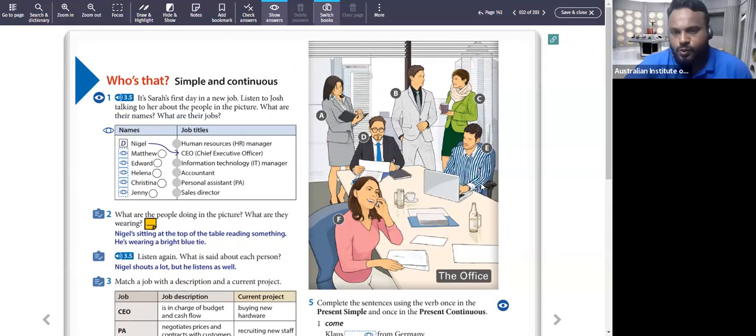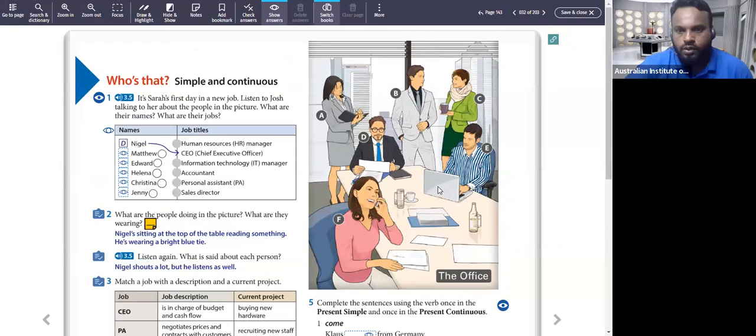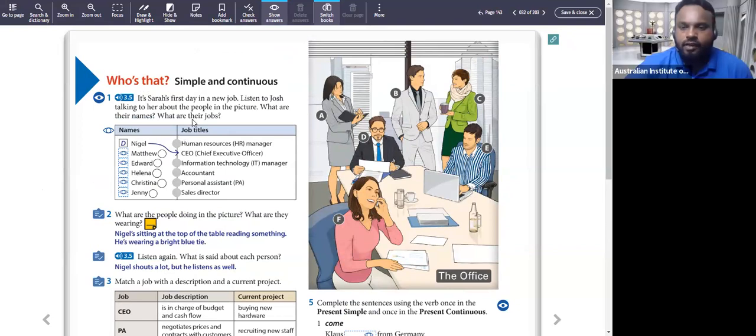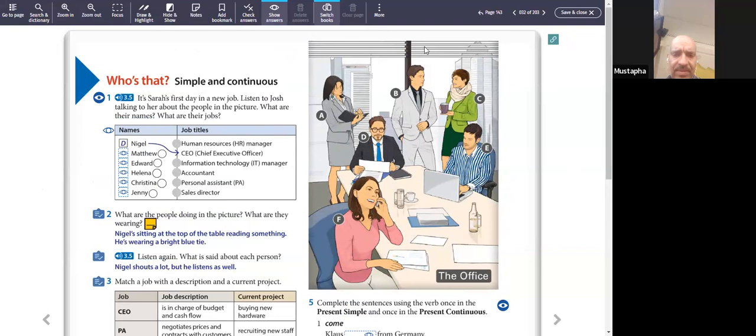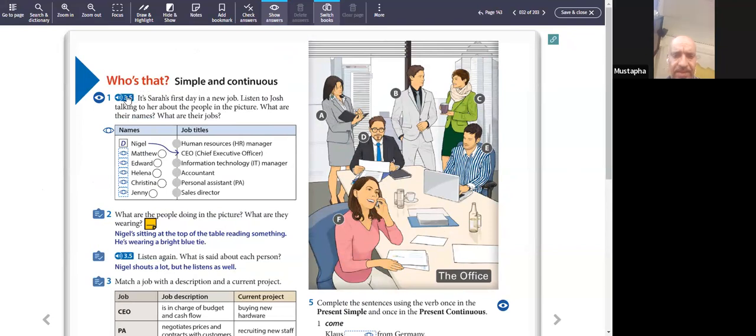So we have done a visual guess in our mind of what they could be doing. Now we're going to listen, and after the listening, we are going to match this information to job titles. So literally from this picture, you have to understand what could be their job titles. Okay, let's listen to it.